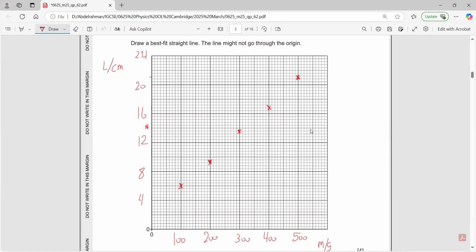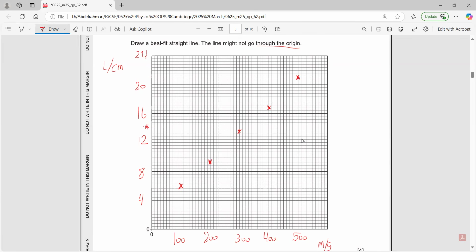Let's draw a best fit line, and he said that it might not go through the origin, which is quite obvious. Why? Because you have the length against the mass, or the length against the force, which is the weight or the load. We know that the length and the load are not directly proportional. If this was the extension and the load, it would have been directly proportional, but this is the length and the load, which would definitely not go through the origin. It would go somewhere on the y-axis, which would be the initial length of the spring.